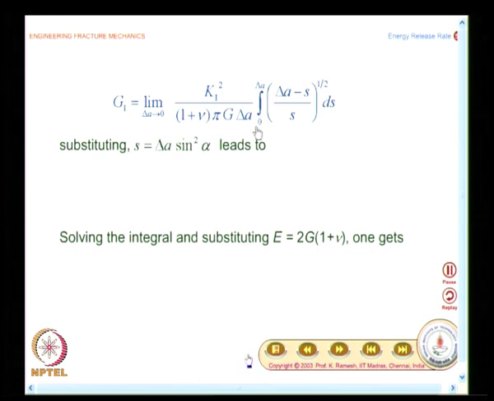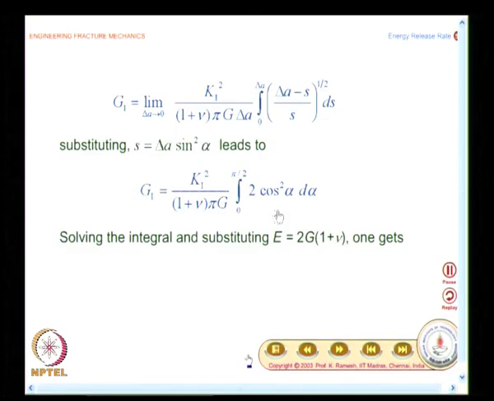Please take a minute and then try to do this. When I substitute for delta A sin squared alpha, the expression reduces to integral 0 to pi by 2. Instead of 0 to delta A, it changes to 0 to pi by 2, and the whole expression including this delta inside, you will have this as 2 cos squared alpha d alpha. So, this can be integrated and you can find the answer, absolutely there is no problem.